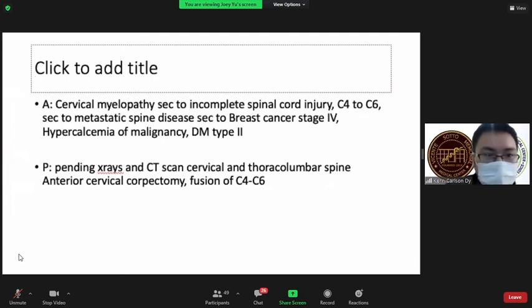So this will be a cervical compressive myelopathy, secondary to metastatic spine disease, secondary to primary breast cancer stage 4, with hypercalcemia of malignancy. So we ordered X-rays and CT scan for cervical and cervical MRI scan. And then if this were one that we could do an anterior cervical corpectomy and fusion of C3 to C7. However, they're leaning more on palliative management with the patient.